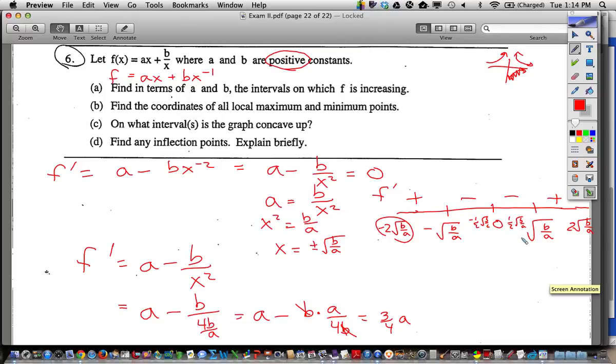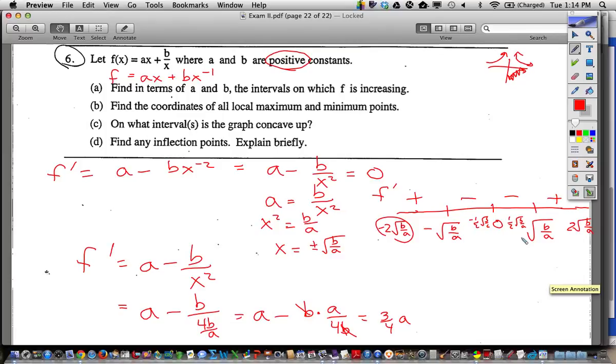Okay, so what did you just find? Not only do you know where this is increasing for part A, but you found your local max and min points, didn't you? Okay, now, what about concave up?